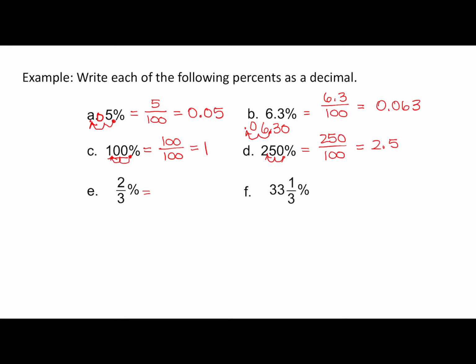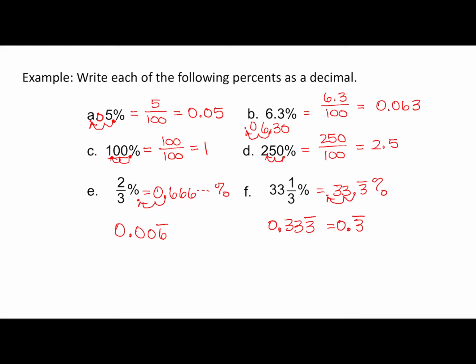So 2/3%, I want to first write as 0.666 repeating percent. And now think about taking that decimal and moving it 2 places to the left. That's going to give me 0.006 repeating. And 33 1/3 I could write as 33.3 repeating percent. And again, we want to move our decimal 2 places to the left, so I get 0.33 with 3 repeating, but that's all 3s, so I can rewrite that as just 0.3 repeating. I could put a 0 in front.